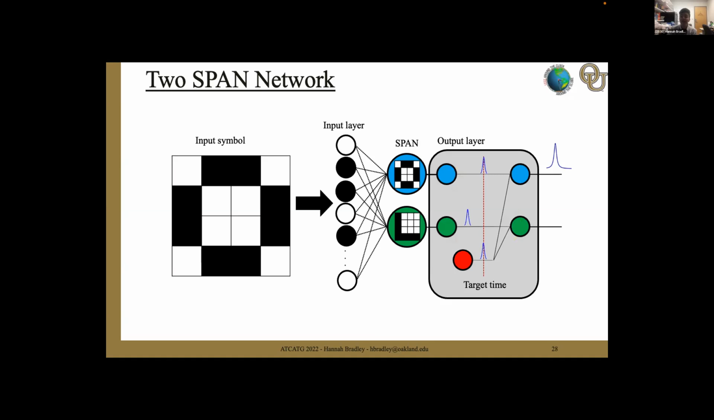The clock neuron, shown in red, spikes at the target time. This spike joins with the spike of the span corresponding to the inputted symbol to cause a strong enough signal from the postsynaptic neuron to fire, leading to a single output spike.